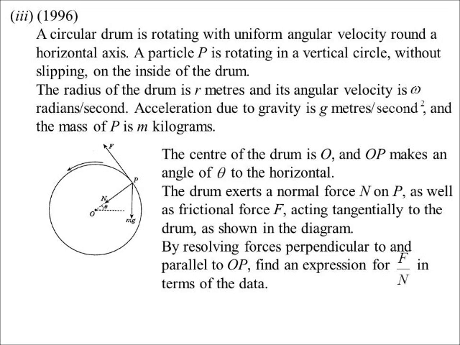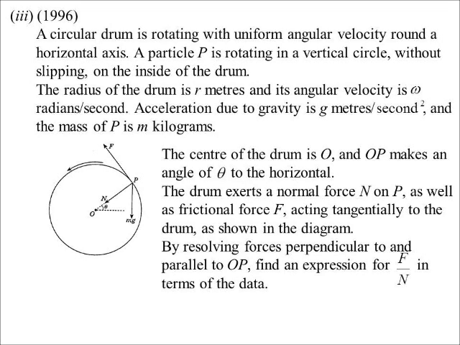So as we go, the radius of the drum they've given us, the angular velocity we're turning the drum is omega radians per second. Acceleration due to gravity is its normal g. Mass of my ball bearing is m. Centre. So basically they're just setting up the question for us. They've also told us all the different forces. We know there's going to be a normal force. Now, here's the interesting thing with this problem.